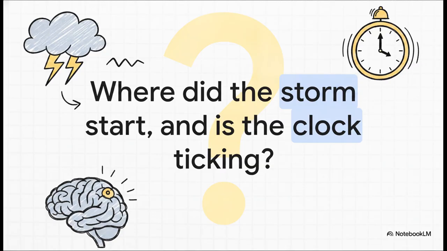So, the next time you encounter this, I want you to ask yourself a few logical questions. Where exactly did the storm start? How far did it spread? And, if you're in an emergency scenario, is the clock working against you? The human brain is a delicate electrical grid, and every single second counts. Will you be ready when the storm strikes?